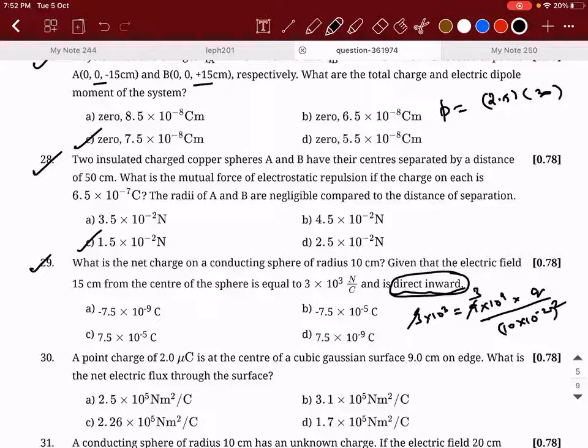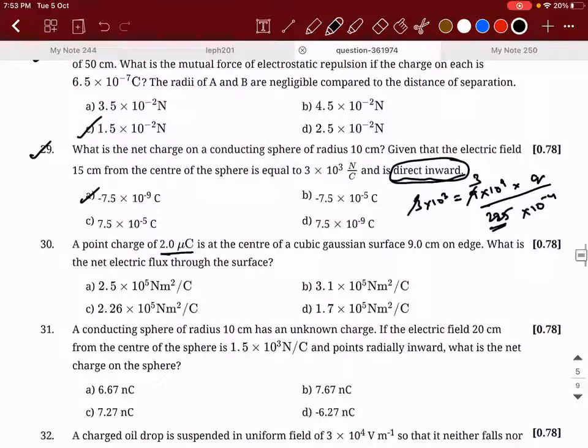But one minute, wait. From the same, given that the electric field 15 centimeter from the center, then R is 15, and 15 square is 225, into 10 power minus 4. Electric field only they told. So it should be this thing.